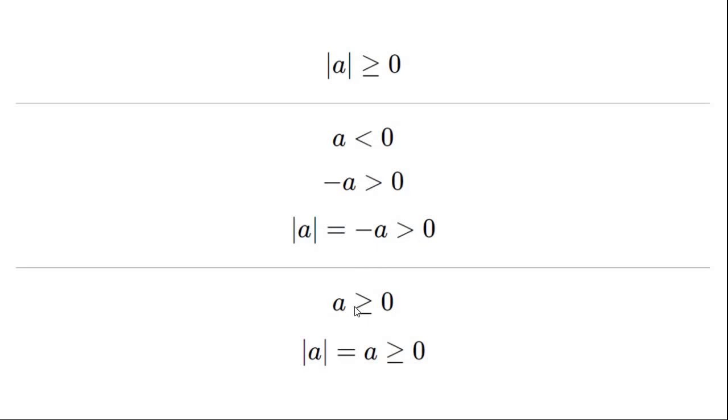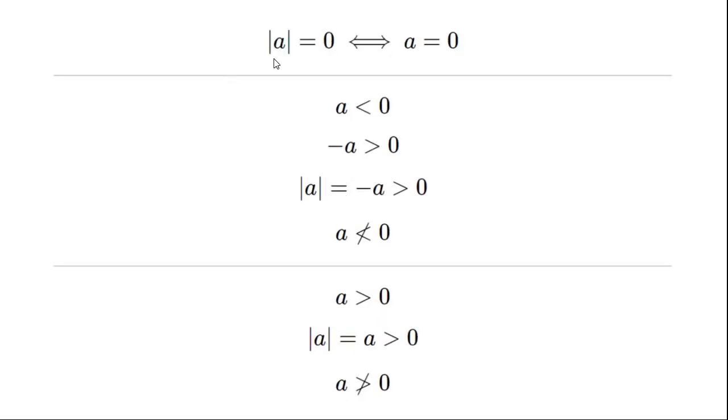And in the second case, when a is greater than or equal to 0, the absolute value of a has to be equal to a, which is greater than or equal to 0. So we've proved it for both cases. When a is less than 0, the absolute value of a is greater than 0. And when a is greater than or equal to 0, the absolute value of a is greater than or equal to 0.